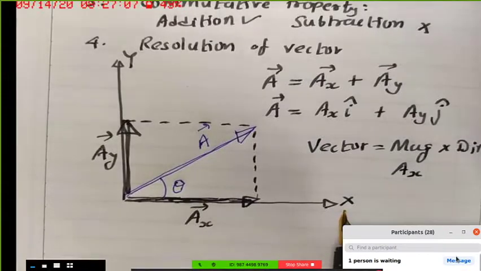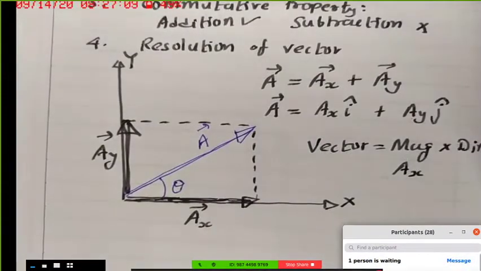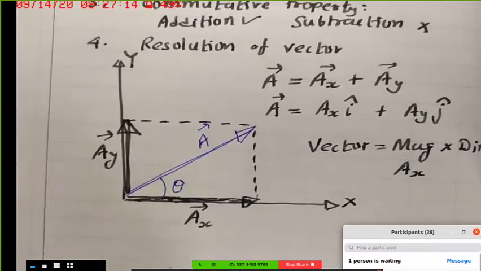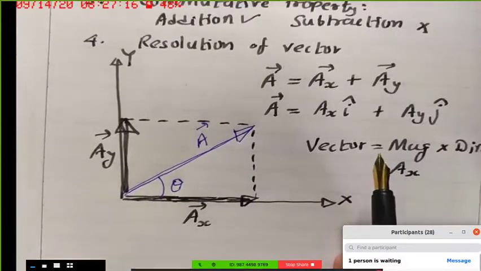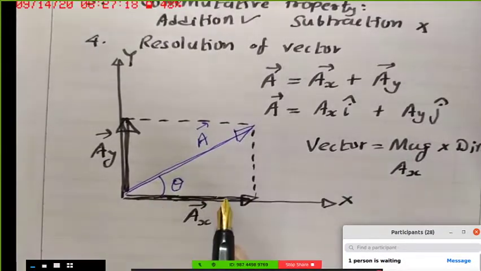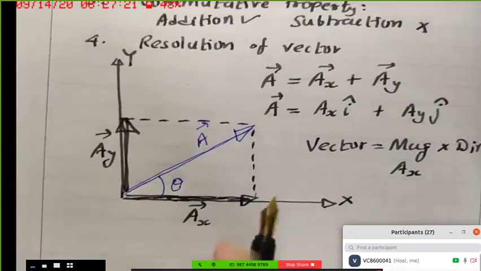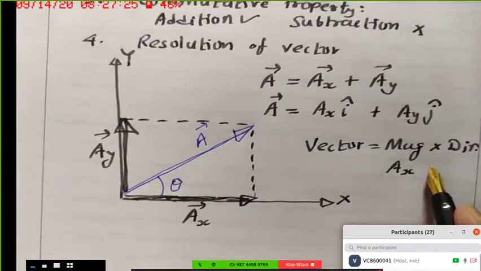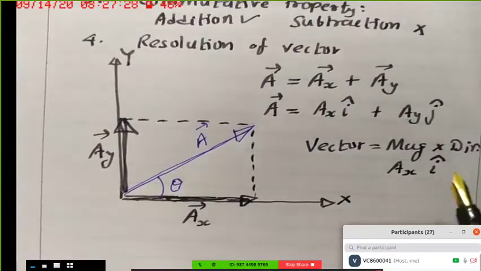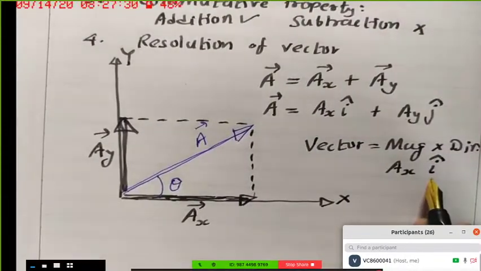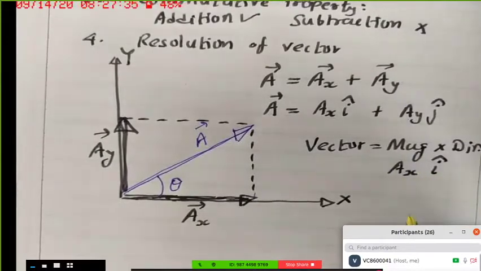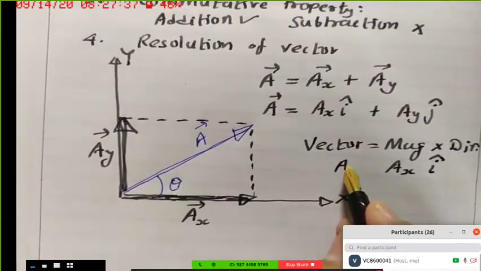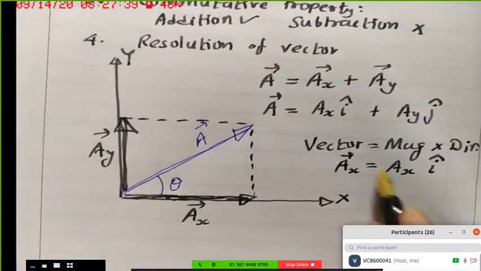Sir, please explain the parallelogram method a bit. Okay, I'll come to that point after this. So right now focus on this. So this vector Ax is going along which axis? X axis. So for that, the direction symbol is unit vector i. As soon as i is written, whosoever is reading will understand that this is going along the x axis. So vector Ax can be written like this.